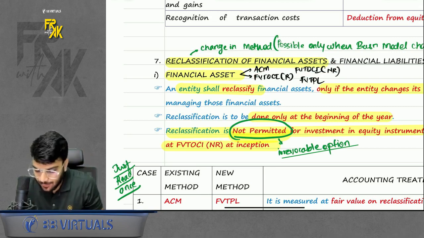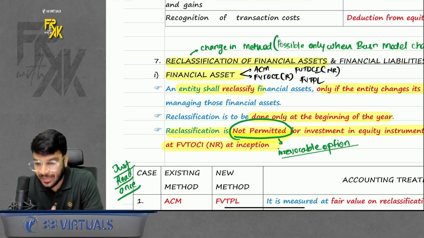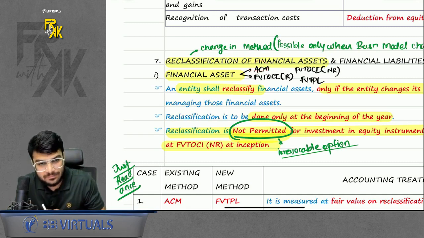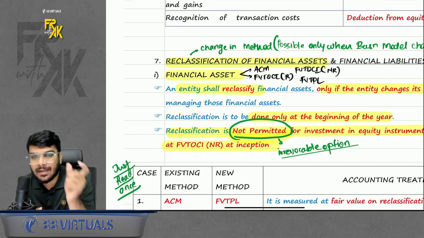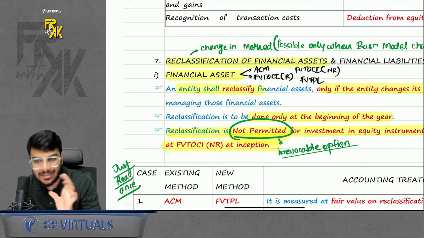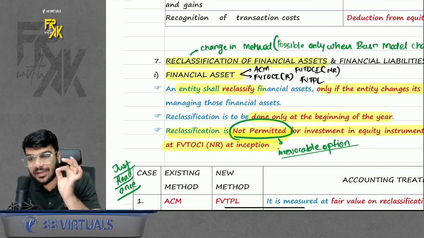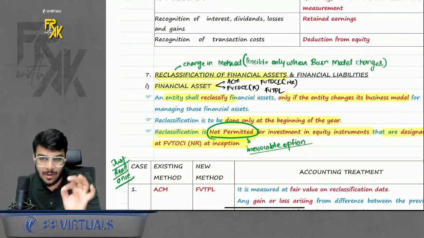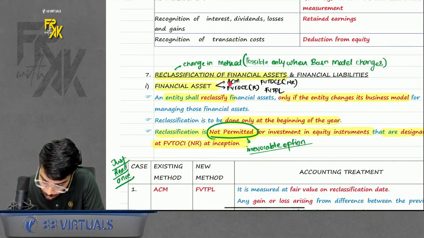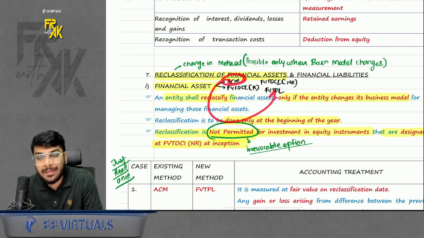Now, if your business model previously suggested ACM, but now the company has changed the business model, can we change the method as well for the financial assets? The answer is yes. That is known as reclassification. Reclassification means change in the accounting method. Previously you were following ACM, now you might have to follow FVT OCI R, or FVT PL.